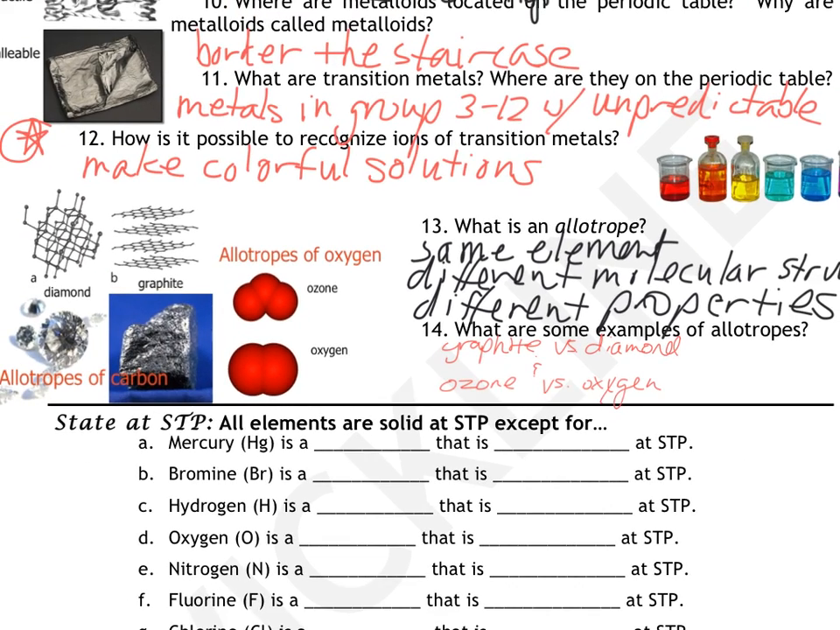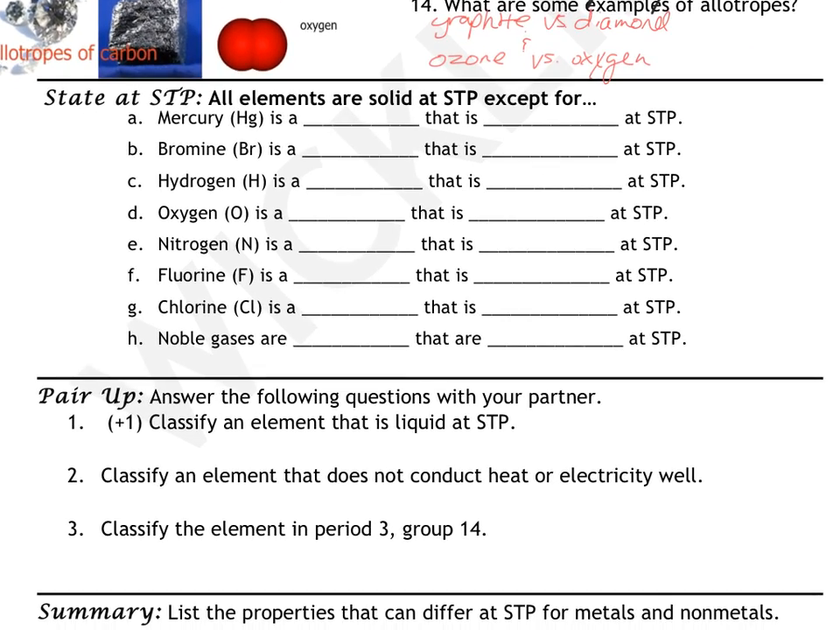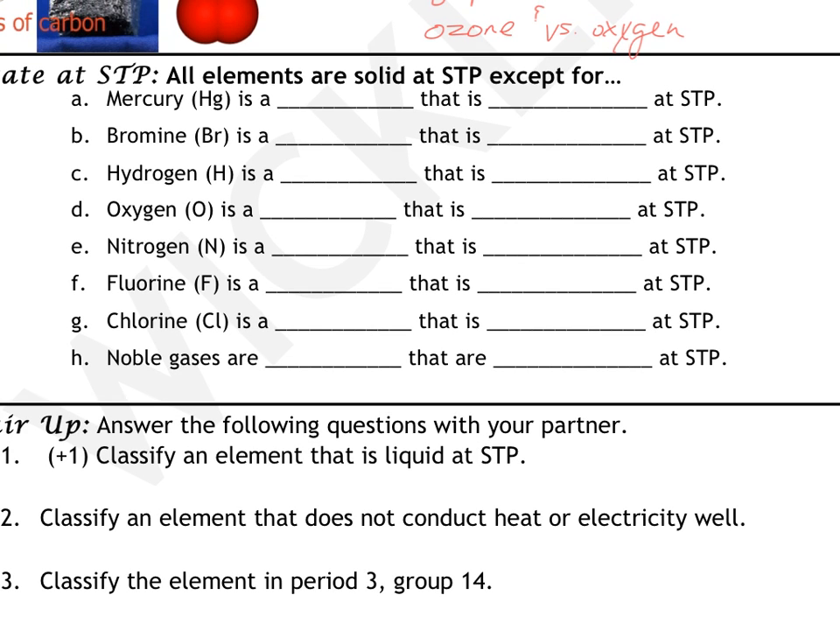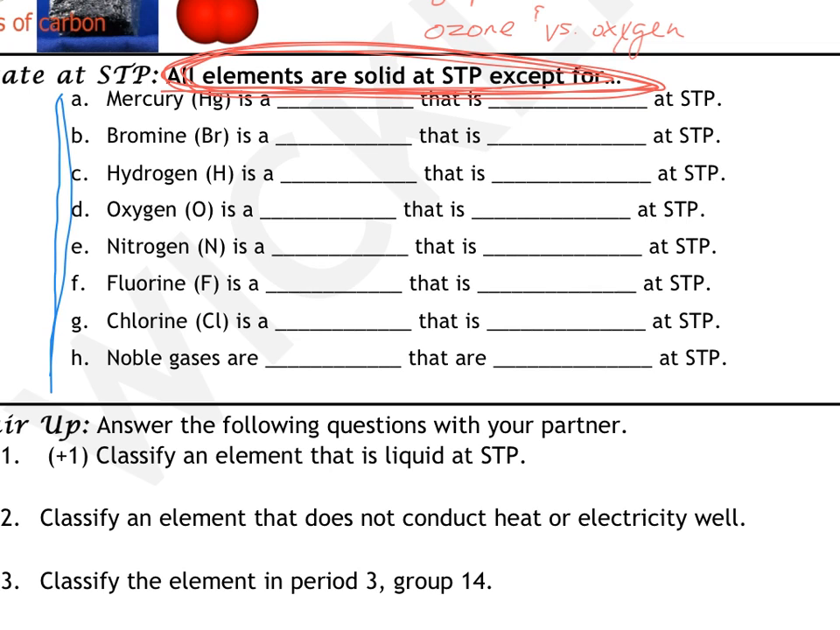All right, so states at STP. Here's what I want you to remember, which is that at STP, every single element is a solid. So just think about it like that. Just think that every element is a solid at STP. And then, if you can remember A through H in terms of exceptions, then you'll know the state of every element at STP. So just say that all elements are solids.